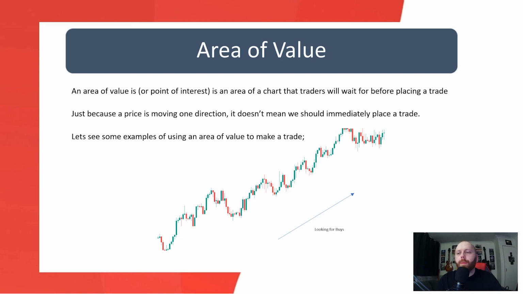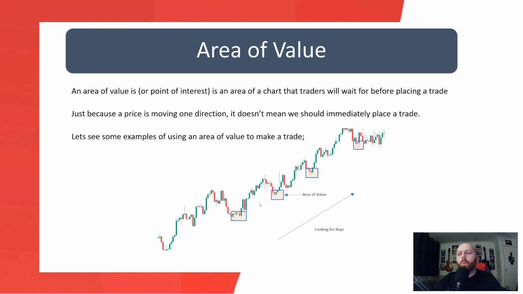So thinking back about where our support and resistance areas were and how, in this example, resistance now becomes support. We're going to mark up our areas of value. So we've got one here, because all resistance becomes support. All resistance becomes support, and again, all resistance becomes support. So these are going to be our areas of value.